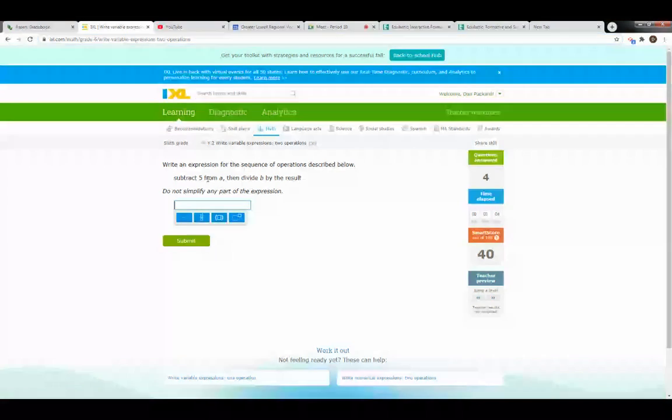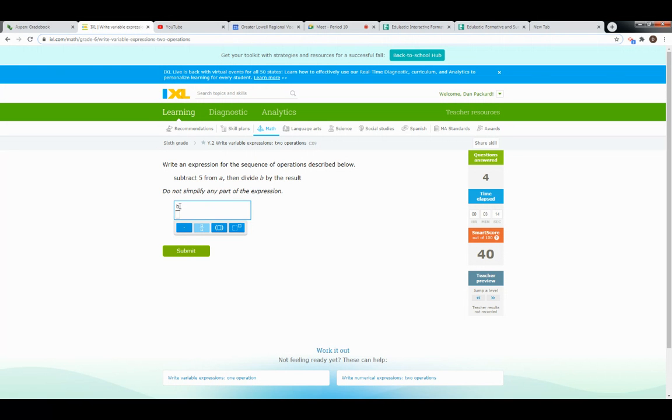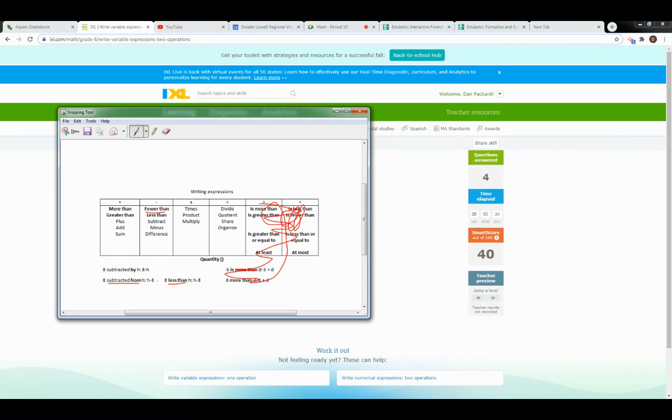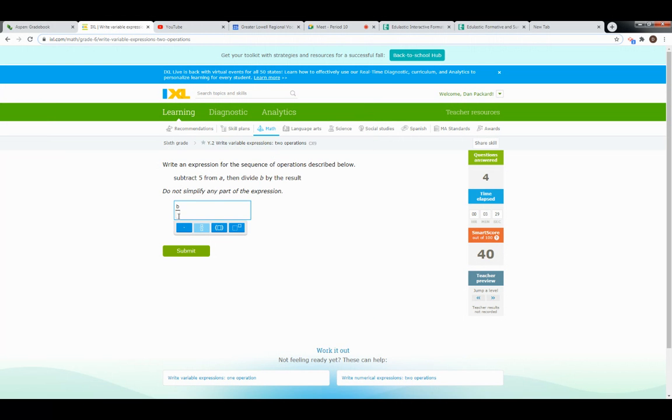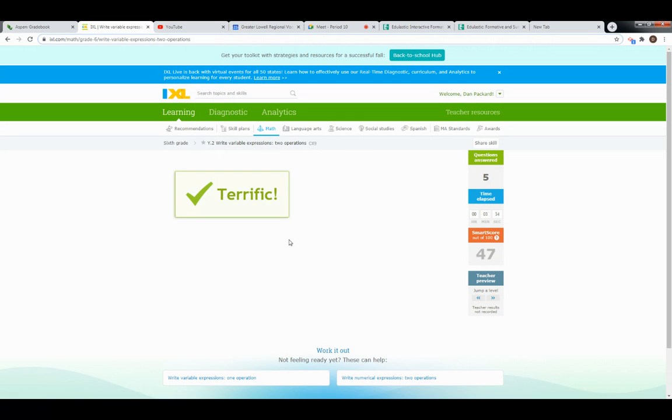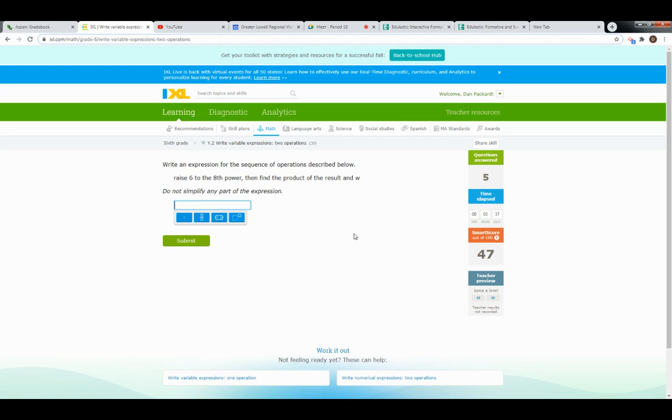Okay. Subtract 5 from a, then divide b by the result. Since we're dividing b by the result, that means b is on top. And subtract 5 from a. Let me check my notes. Subtracted from flips the order. So it's actually going to be a minus 5. A minus 5.